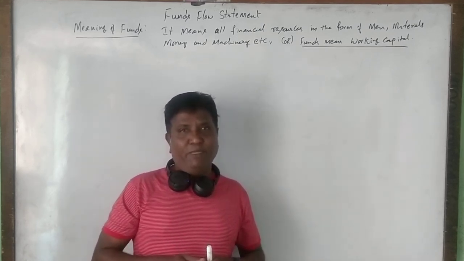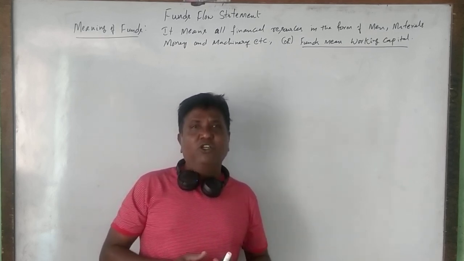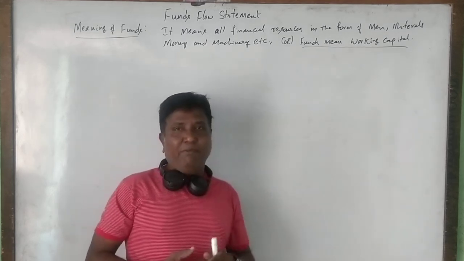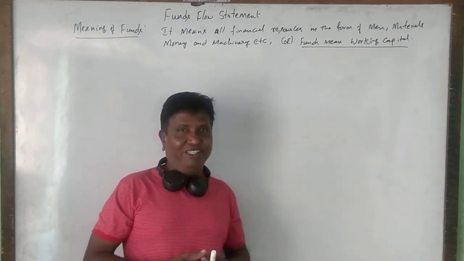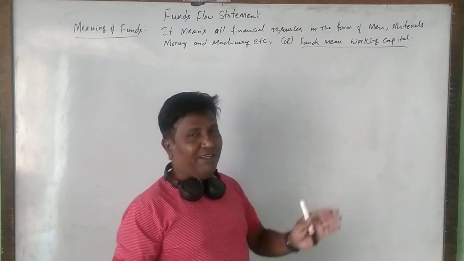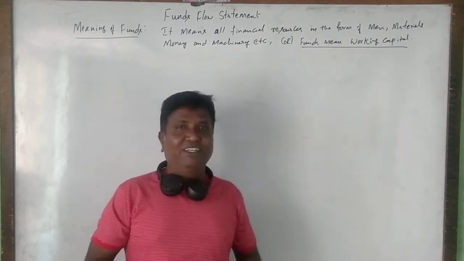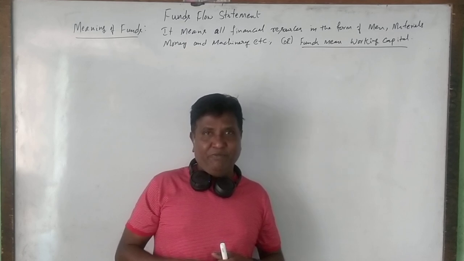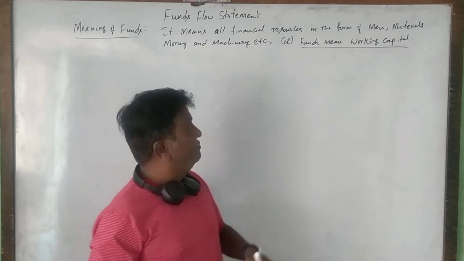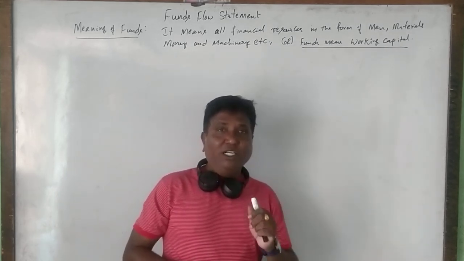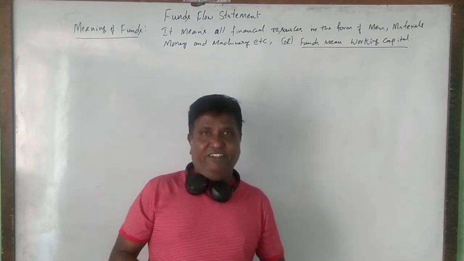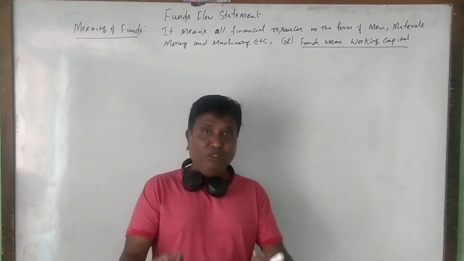What is working capital? Every business has two types of capital. One is working capital, the other one is called fixed capital. Then what is working capital, and what is fixed capital? Working capital is the capital which is used in running the day-to-day business. Whatever capital is required by a business for that, we call it working capital. Then what is fixed capital? Fixed capital is capital which is invested in the assets which are used in the business.